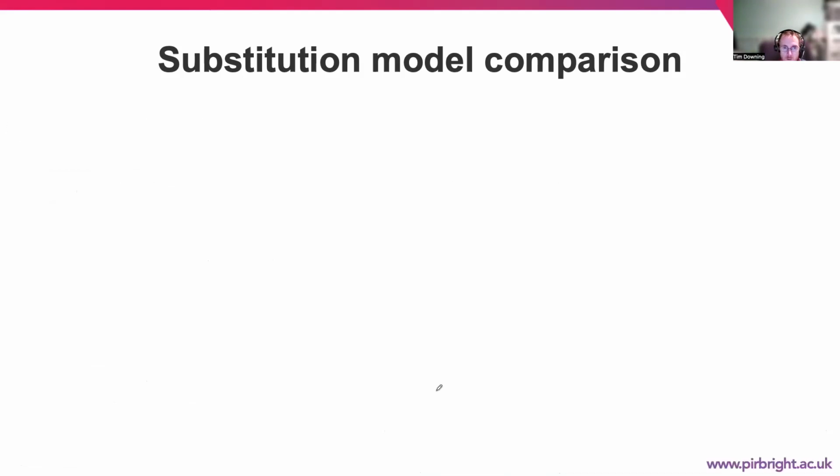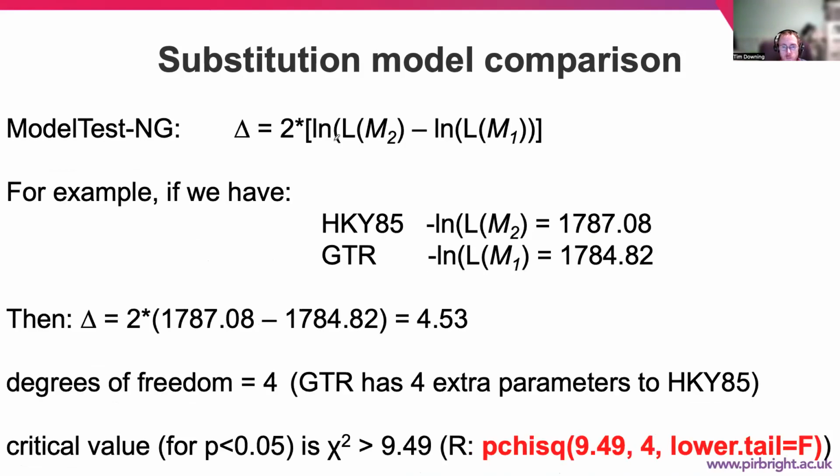Recall that when we compare two different models, we look at the likelihood of each model, take its log scale, and subtract one from the other. We take twice this value and then compare that to a chi-squared distribution to see if one model is more divergent. If we compare these two models, HKY85 versus GTR, and the difference is very, very large, we can see that one model is better than the other.